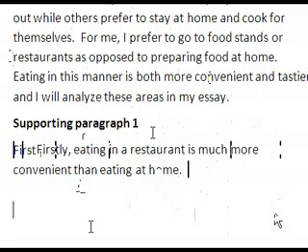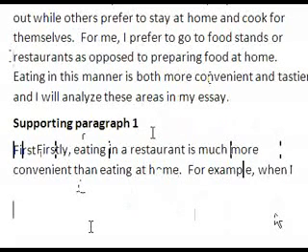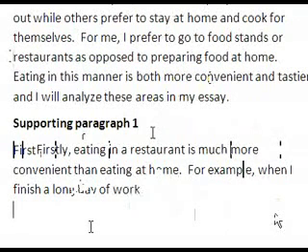Okay, and before I started this video, I thought of some examples that could support supporting paragraph 1 and supporting paragraph 2. As an example, for me, when I finish working a long day at work, the last thing I want to do is cook a meal for myself. So it's just easier to go to a restaurant and eat a meal there. So I thought I'd use that as my example.